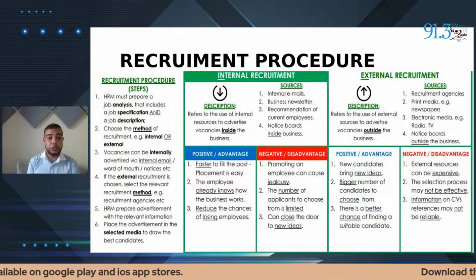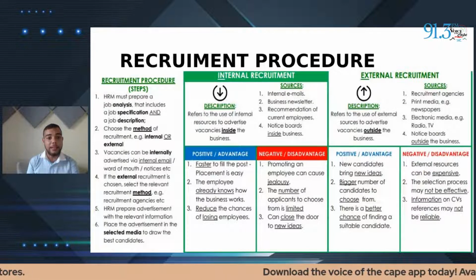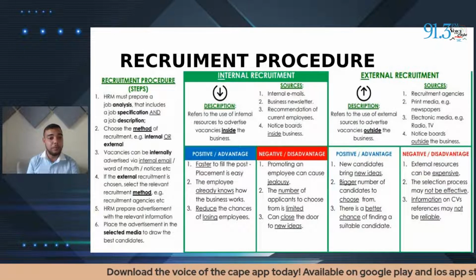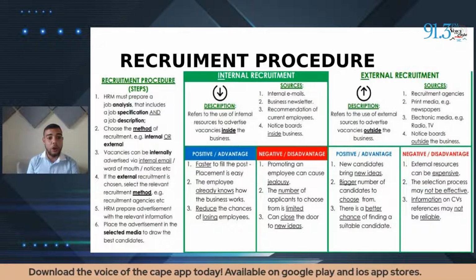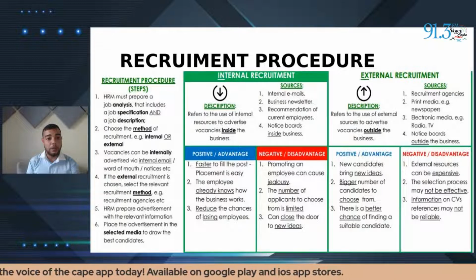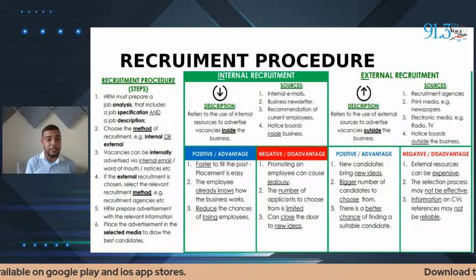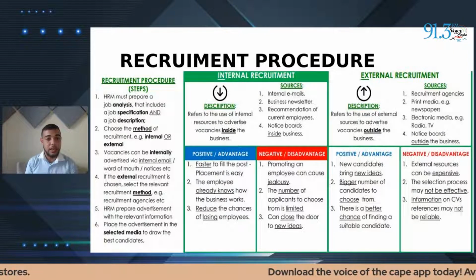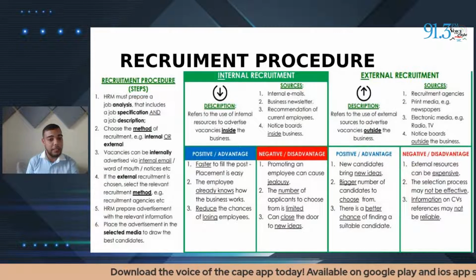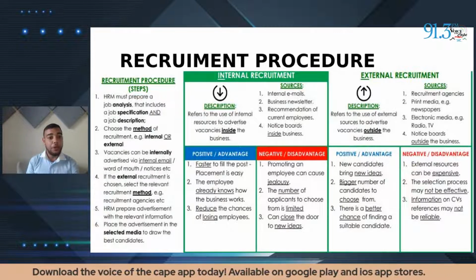Recruitment procedure, you need to know all 6 steps. Firstly, HR must prepare a job analysis that includes a job specification and a job description. Choose the method of recruitment, for example, internal or external, whether you're going to hire inside of the business or you're going to hire people from outside of the business.